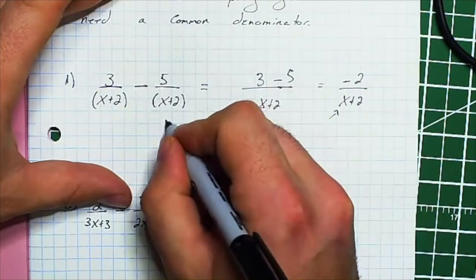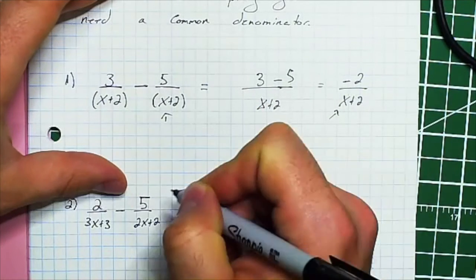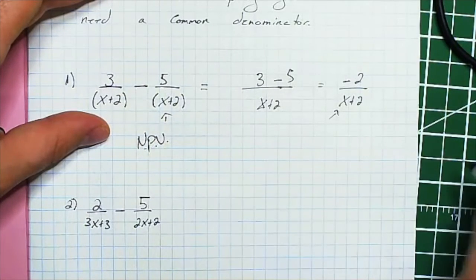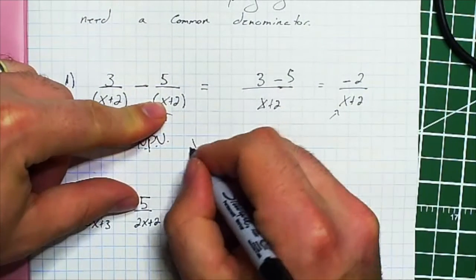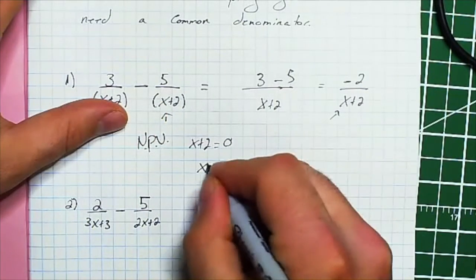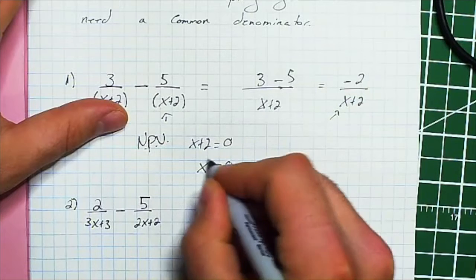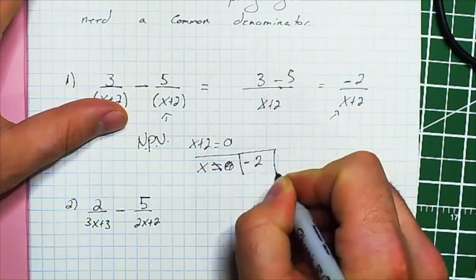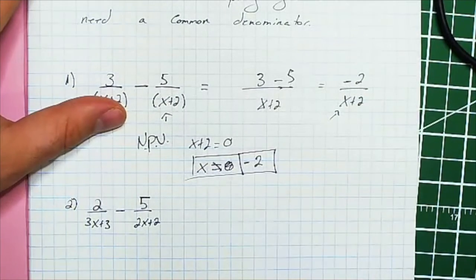Because we have a variable in the denominator, you also have to talk about your non-permissible values, everything that x cannot be. In our case here, you'd go x plus 2 equals 0, and then you isolate for x. In our case, x cannot equal, not 2, 0. It should be negative 2. Like so.